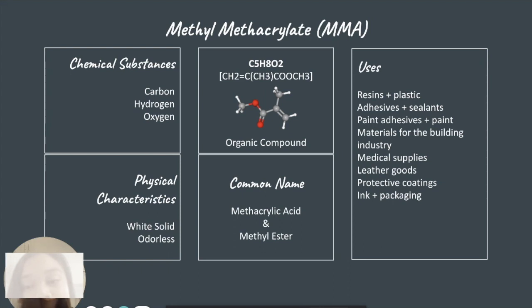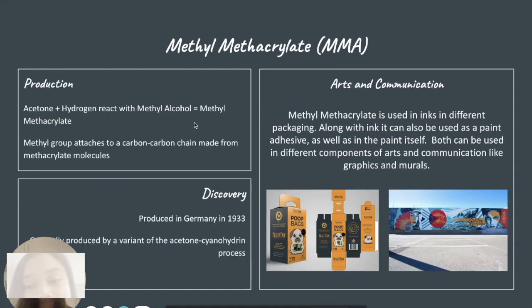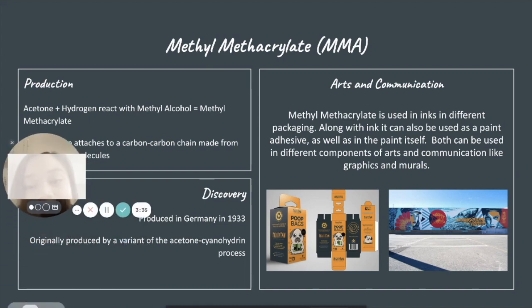Its uses include resins, adhesives, materials for the building industry, medical supplies, leather goods, protective coatings, and ink and packaging. So, according to PMMA Online, MMA is produced by acetone and hydrogen reacting with methyl alcohol, which then creates the substance. The methyl group attaches itself to a carbon-carbon chain made from methacrylate molecules. It was discovered in Germany in 1933 and was originally produced by a variant of the acetone-cyanohydrin process.